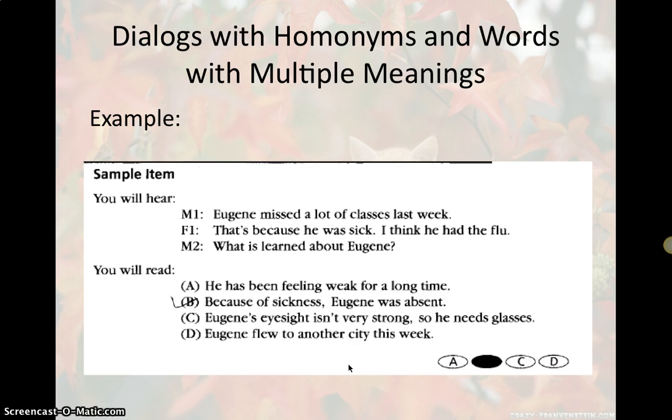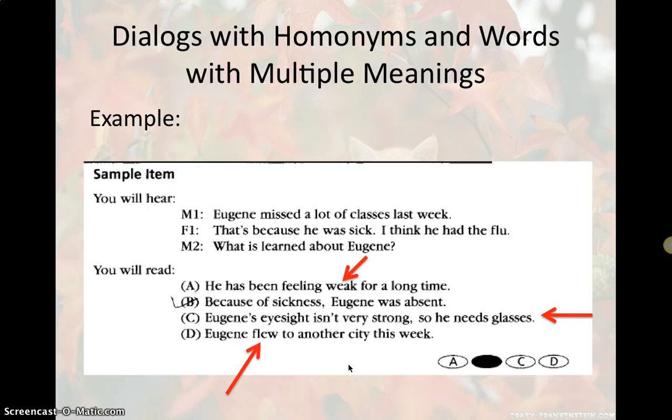Now the dialogue also contains the word flu, which is an illness similar to a bad cold. And choice D refers to a homonym of that word, flew, which is a verb meaning to take a trip by a plane. So here is a homonym, here is another homonym, and this is another word that sounds like one of the words, which is something that we'll see in another video related to sound confusion.